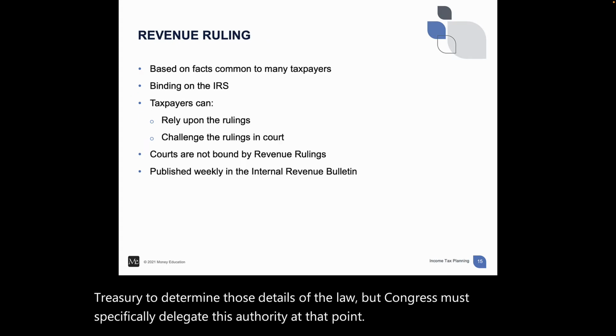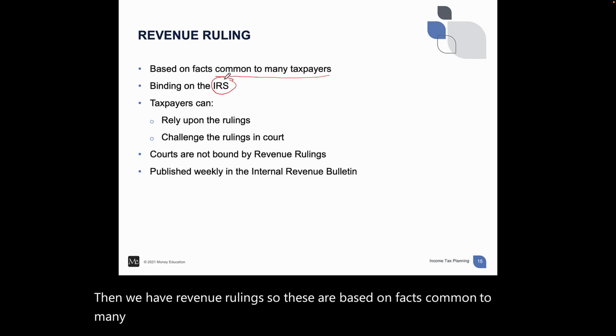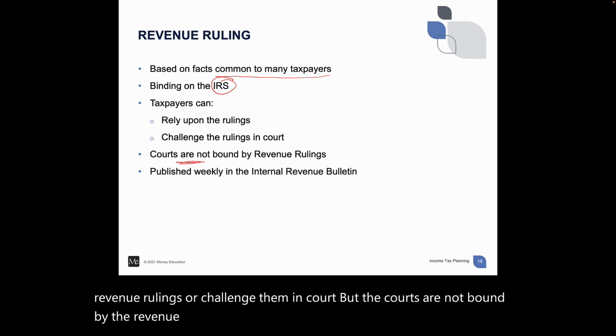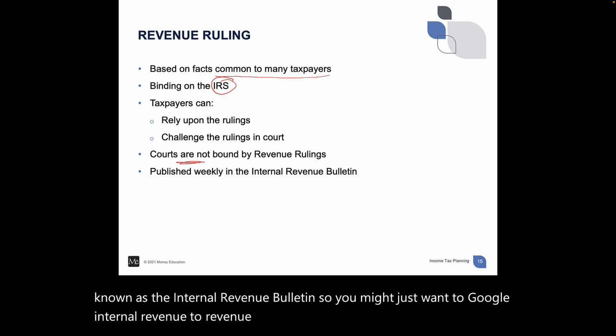Then we have revenue rulings. These are based on facts common to many taxpayers. It is binding on the IRS, and taxpayers can rely upon these revenue rulings or challenge them in court. But the courts are not bound by the revenue rulings. These are usually published weekly in what's known as the Internal Revenue Bulletin. So you might just want to Google Internal Revenue Bulletin and see what's out there.